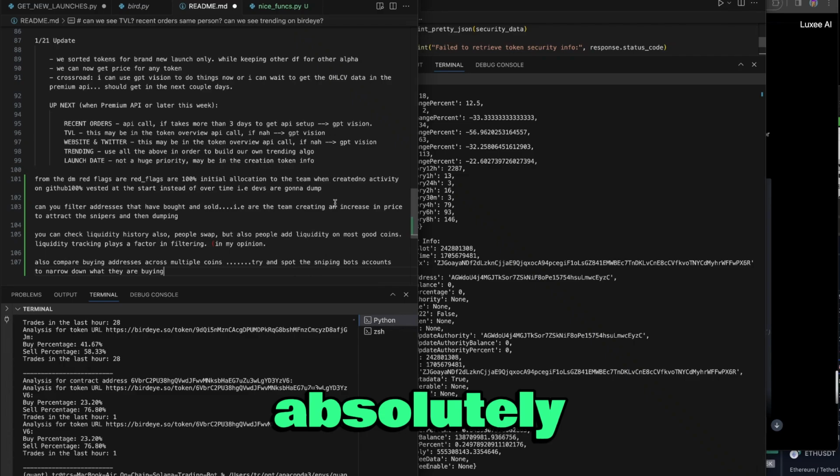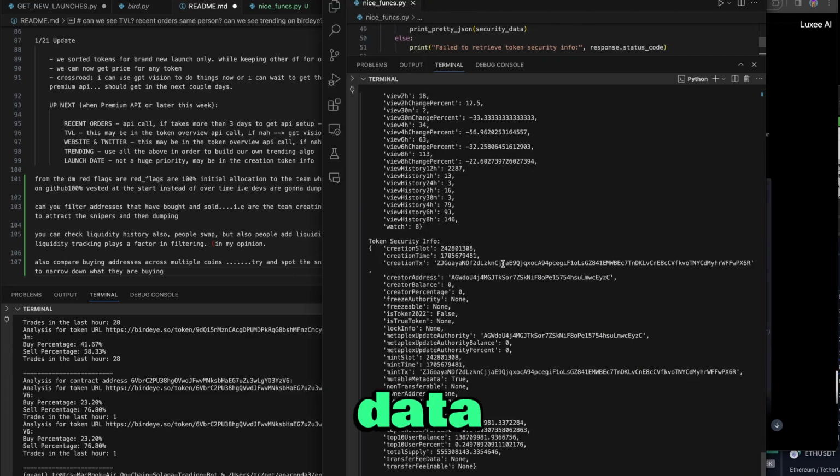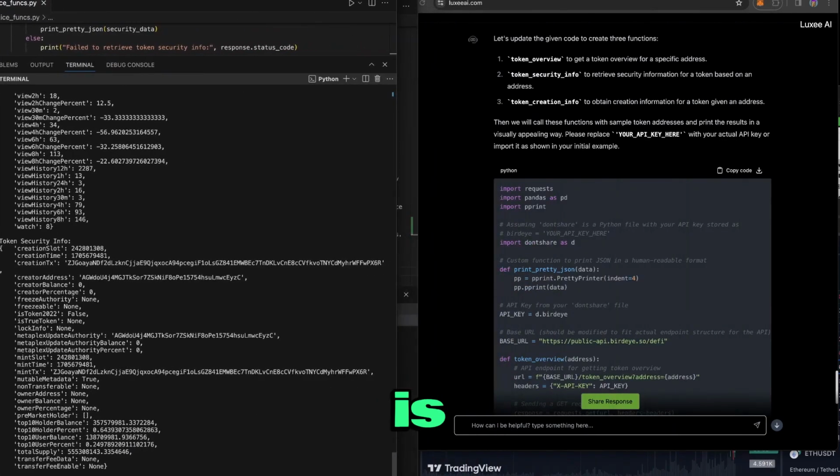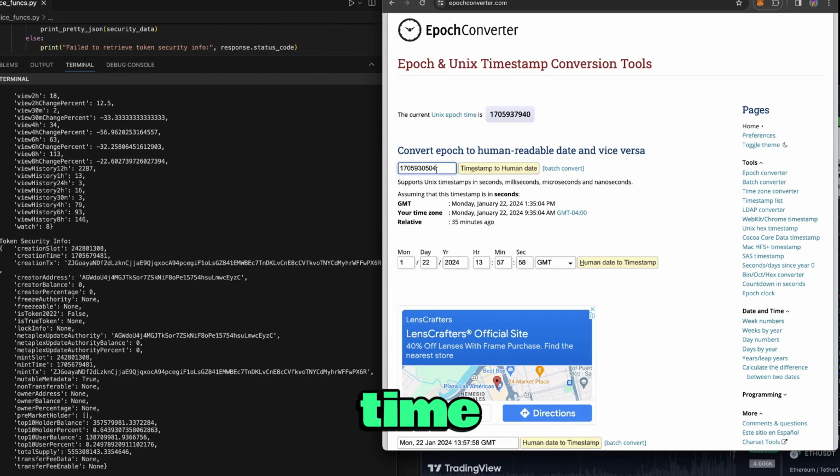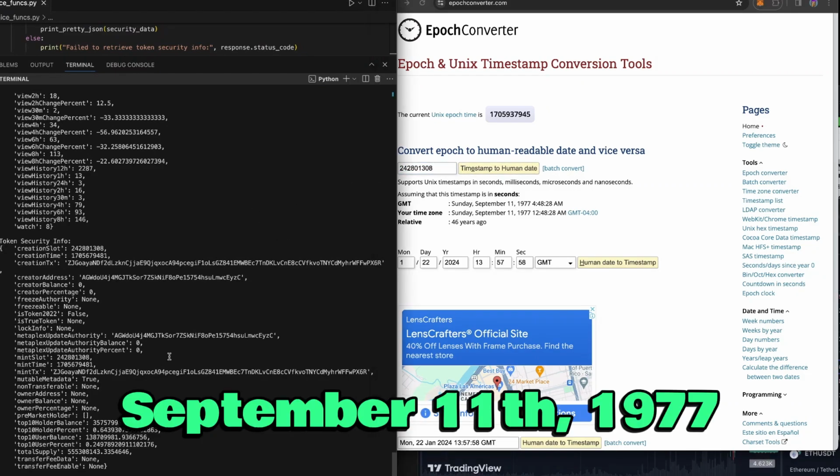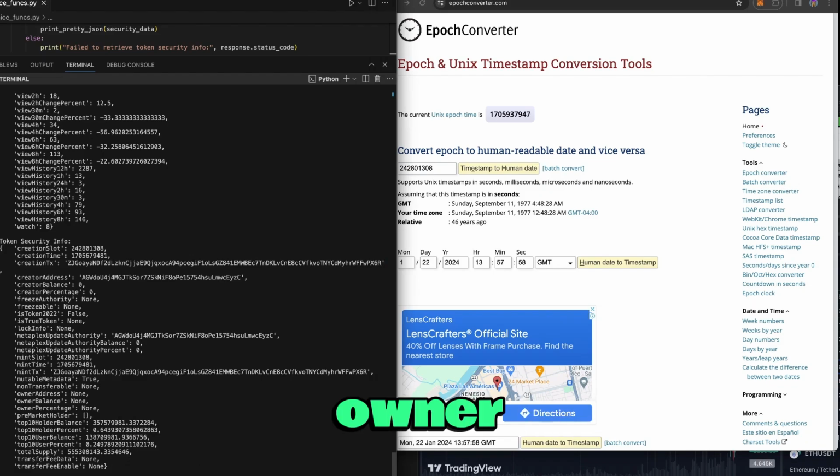Absolutely. Okay, so this is the data that we get, and I don't see anything about what this slot means. What's the slot? Is that epoch time? It doesn't look like epoch time. No, I don't think it is. September 11th, 1977. Owner.